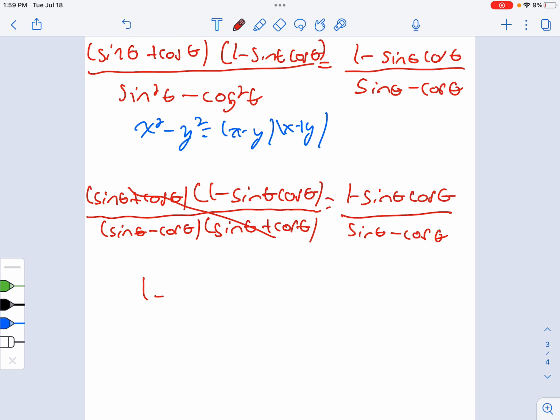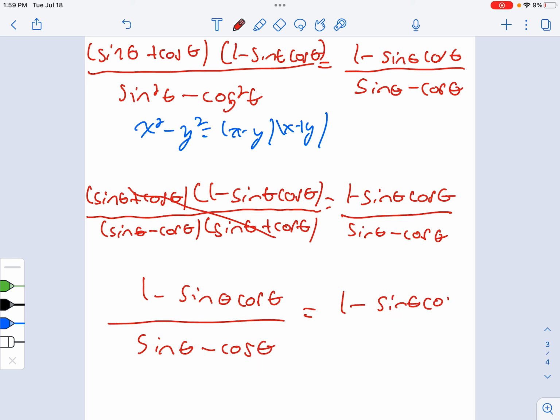Cancel right there, and there we go. Both sides equal each other. And that is it.